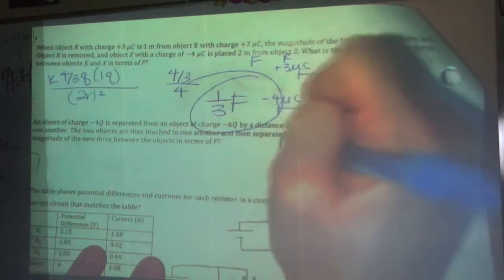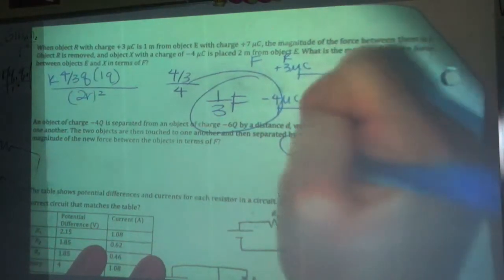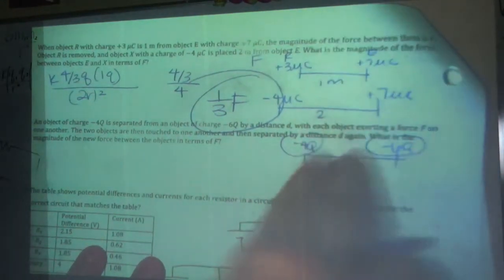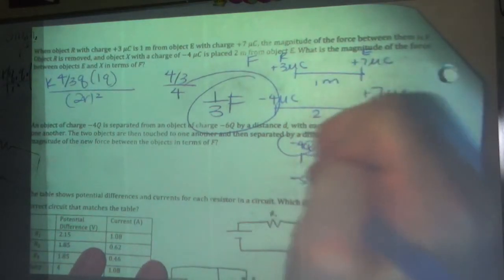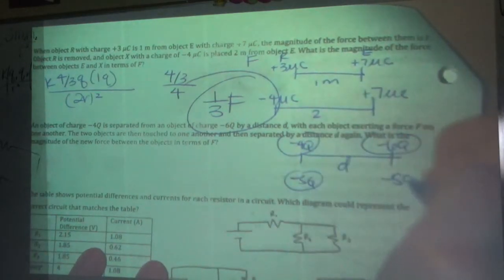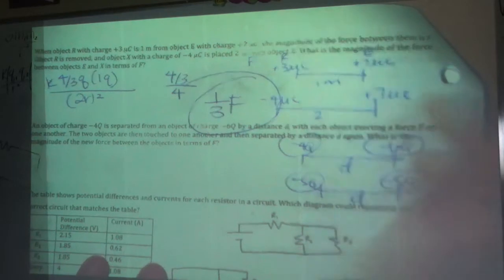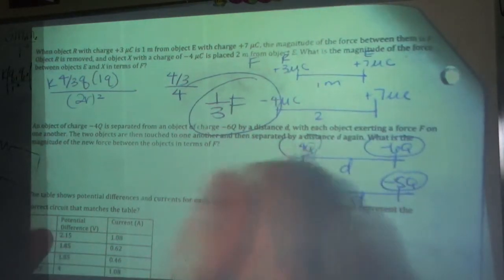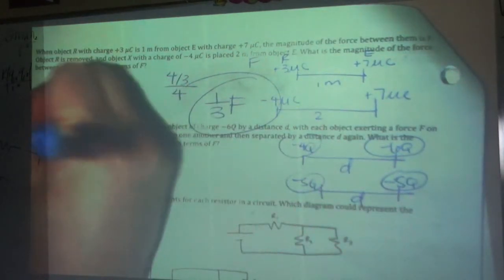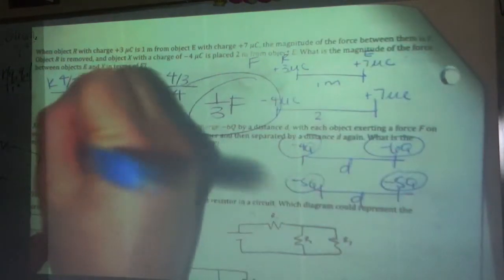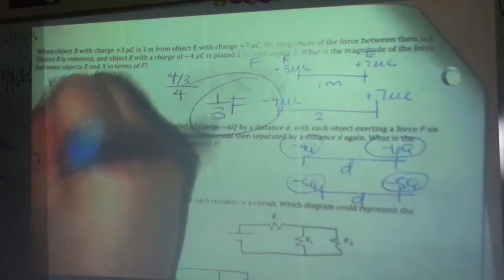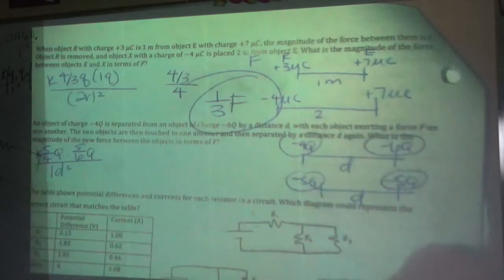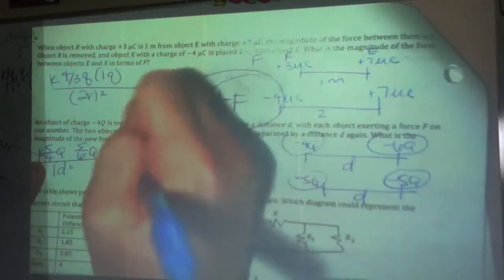Number 7, we've got -4q and -6q, and they are distance d apart. When they touch, that's a total of -10, so it'll be -5q, -5q. So 2 ways you can do it. You could say, okay, my charge changed. This is now 5/4 the original charge. This is now 5/6 the original charge over the same distance squared, so like 1d squared. That gives me 25 over 24, the old force.